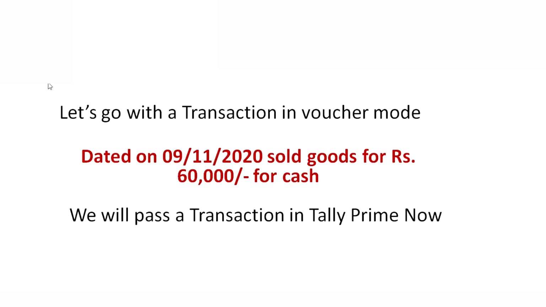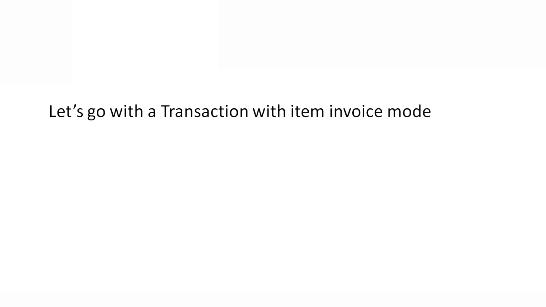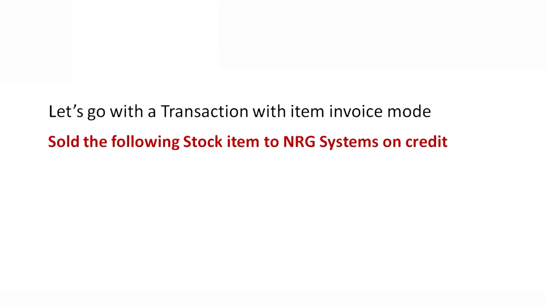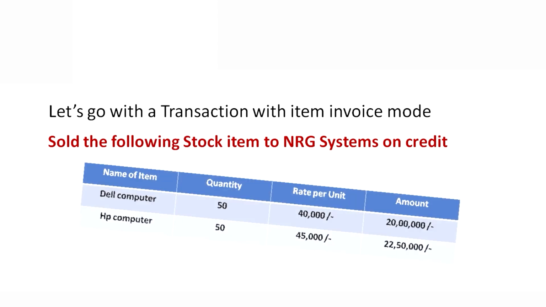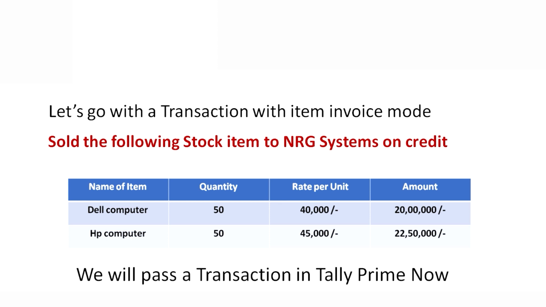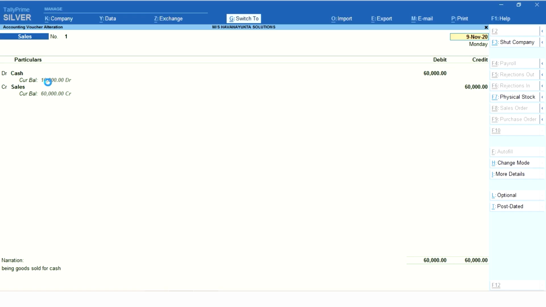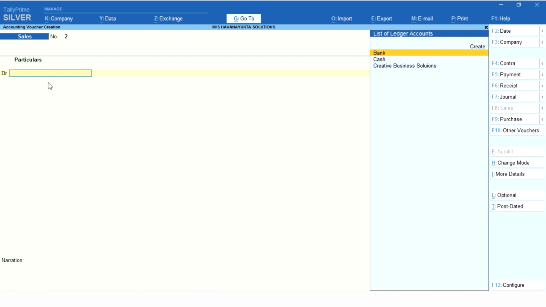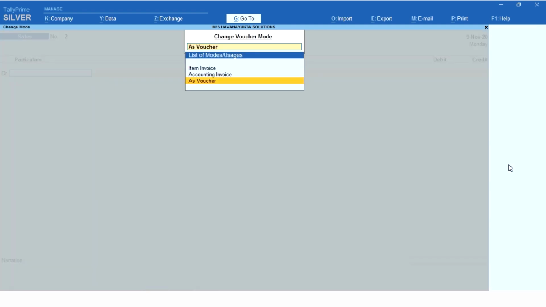So next we'll pass one more transaction by using item invoice mode. The transaction says goods sold the following stock items to Energy Systems on credit. So these are the stock items which have been sold to Energy Systems. So we'll use item invoice mode to pass this transaction. So let's pass this transaction in Tally Prime. For the same, if you want to change to item invoice mode, we'll go with the option called change mode and we select item invoice.